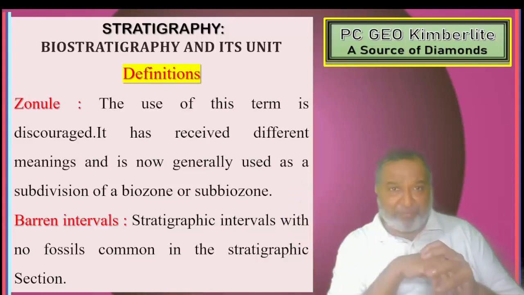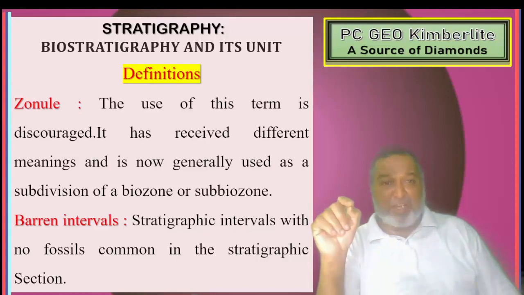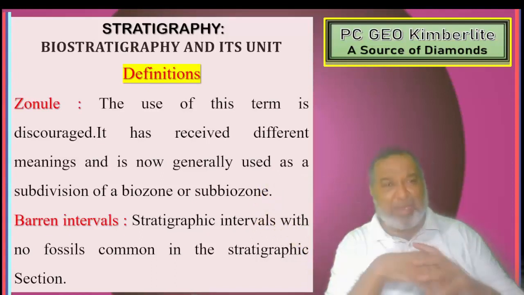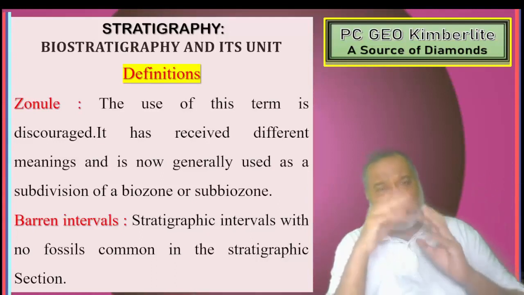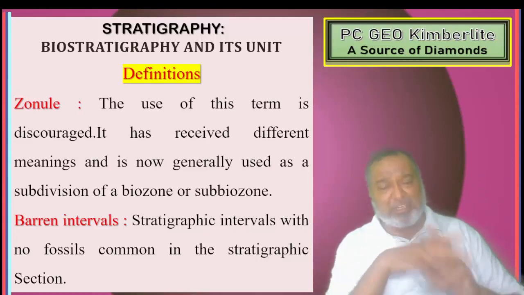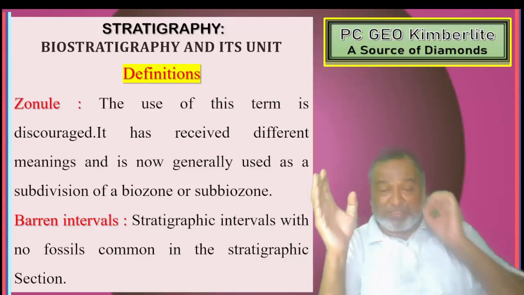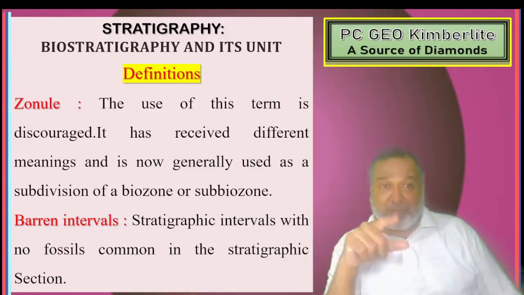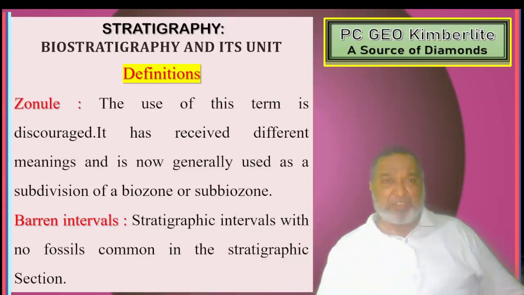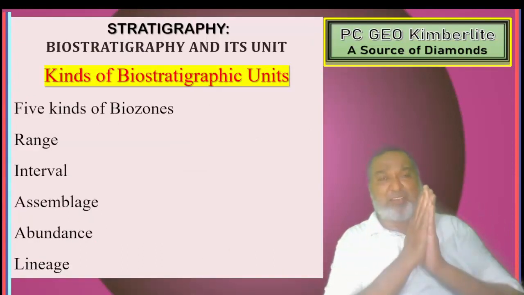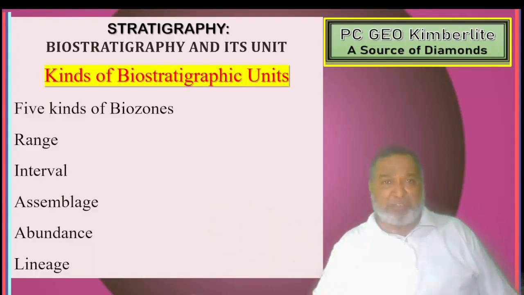Barren interval. A stratigraphic interval with no fossils. Barren, yes, the barren land is there in stratigraphy. We are going to see the Indian stratigraphy later on. So the barren horizon is there. So that will be the point. Barren interval, that is, there is no fossil content in the stratigraphic section. So whatever sedimentary rocks are there, they are completely devoid of fossils.